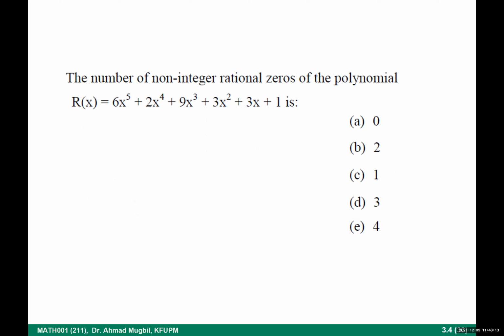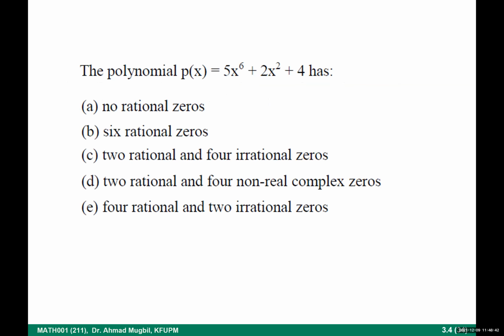The number of non-integer rational zeros. What is that? Is it irrational? Be careful. It means that the denominator is not 1. Non-integer is rational, but not an integer, because you know that all the integers are rational. So in this question we are looking for, like, if you have 2 and a third, they are talking about the third here, not about the 2. Okay. The polynomial has no rational, 6 rational, 2 rational, irrational.